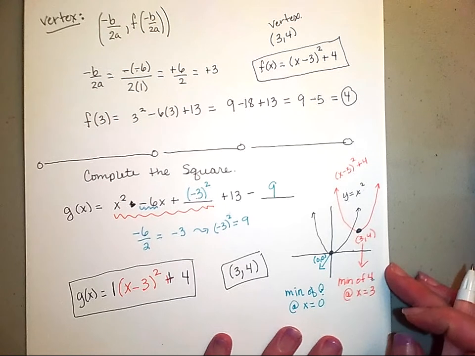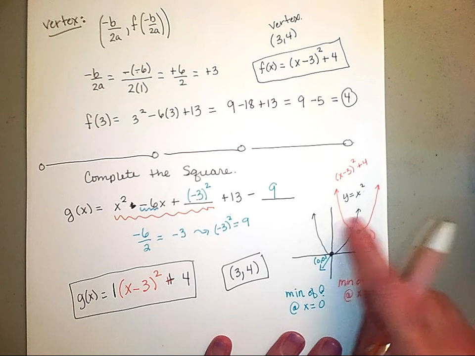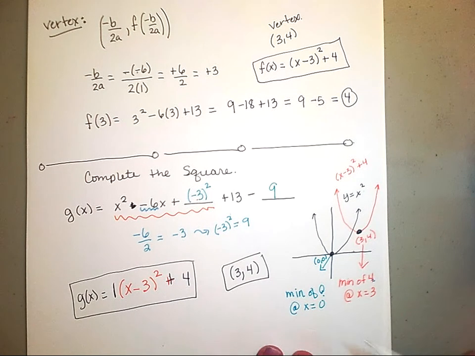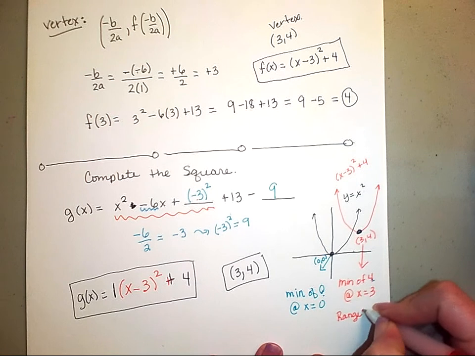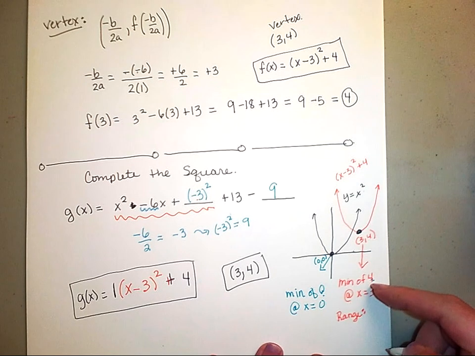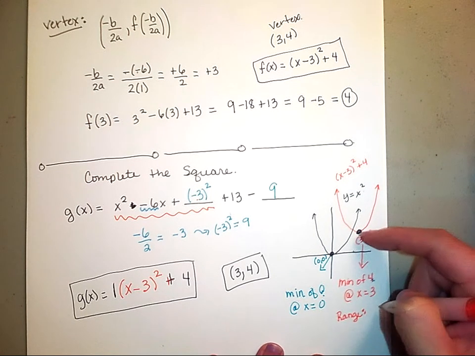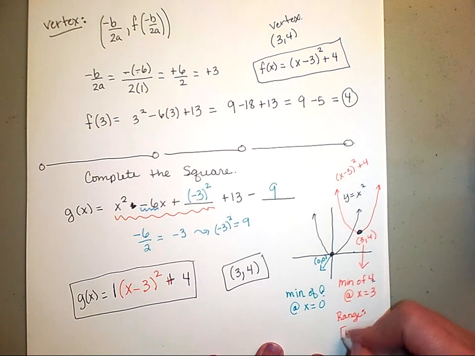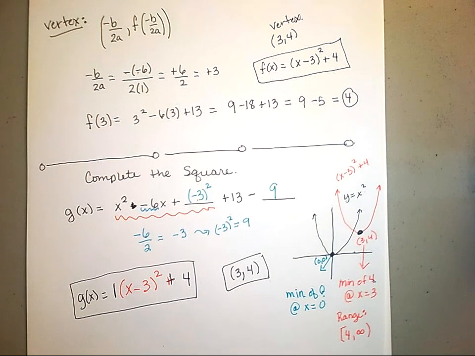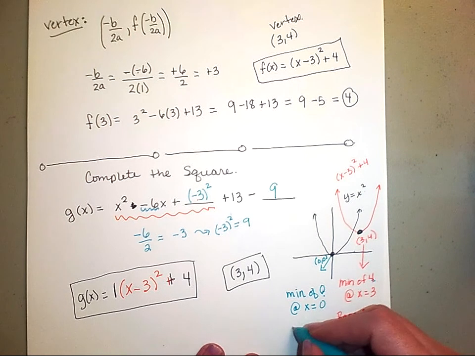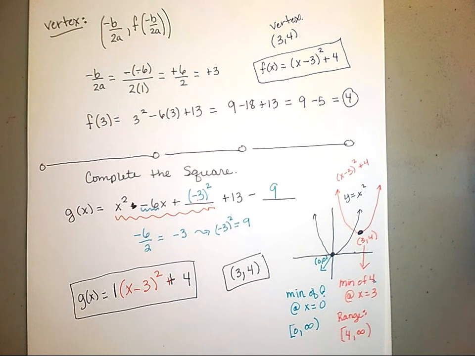So what does that tell us then about the domain? Well, the domain is, for both, just all real numbers, it's a polynomial. But for this one, the minimum affects the range. So the very smallest value of y you can take on is 4, and that is included, and then it will go to infinity. With our basic y equals x squared, we know its range is the minimum, which is 0, and it goes to positive infinity.